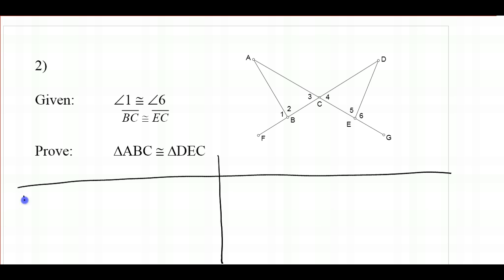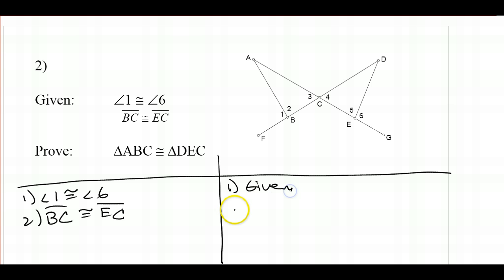So we've got 2 pieces of given information, angle 1 congruent to angle 6, and BC congruent to segment EC. And again, we're trying to prove that these two triangles are congruent. Given, given, and let's see, I've got 1 congruent to 6, and I've got BC congruent to EC. So far, I've got 1 pair of sides in these two triangles, so I'm going to mark that with an S.